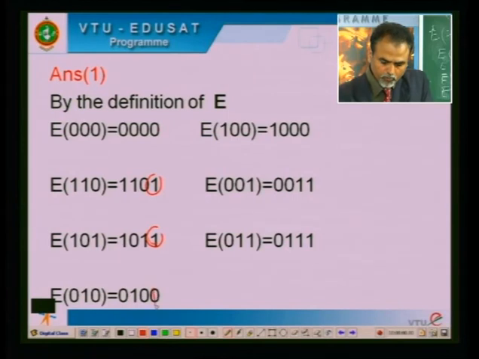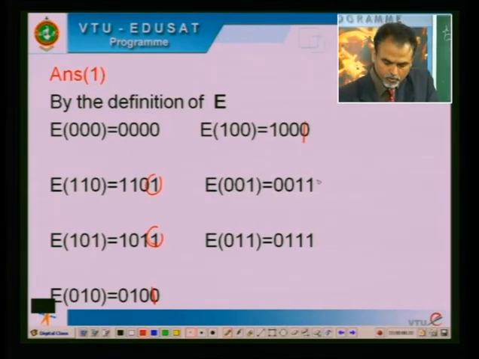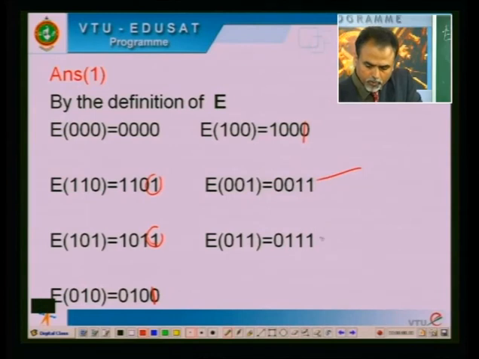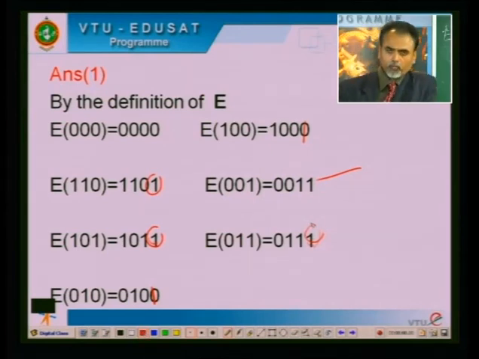Here an odd number of 1s are there, so it should be 1. Here an odd number of 1s are there, it should be 1. Odd number of 1s are there, it is correct. Here an even number of 1s are there, so the last number should be a 0. Hence you are going to have this type of coding.